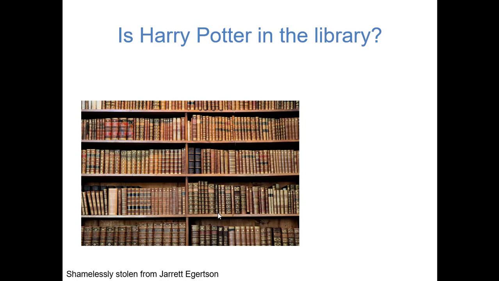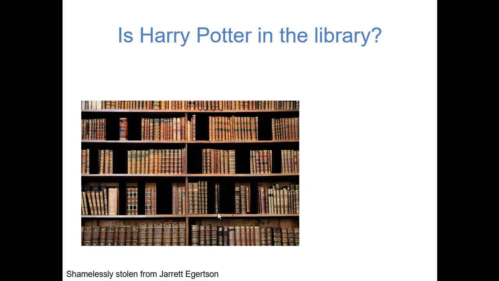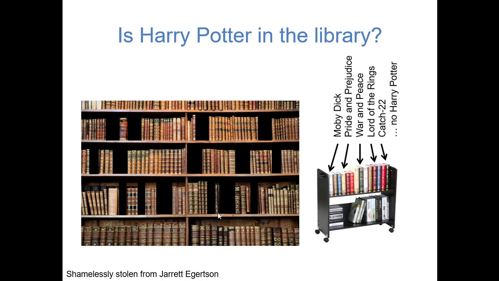Jarrett was interested in the question of going into a library and asking, where is Harry Potter in the library? There are a couple of ways you could think about doing this. A fairly naive mass spectrometry way would be to pull a bunch of books off of the shelf into a cart and then look through the cart and say, okay, I found Moby Dick, I found Pride and Prejudice, I found War and Peace, but I did not find any Harry Potter. And so the question, is Harry Potter in the library, is still kind of outstanding, right?